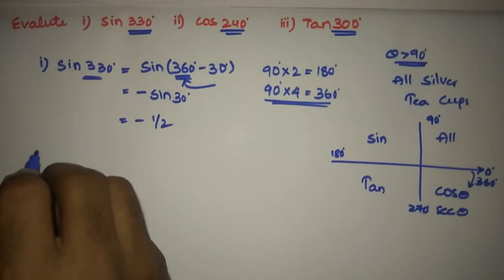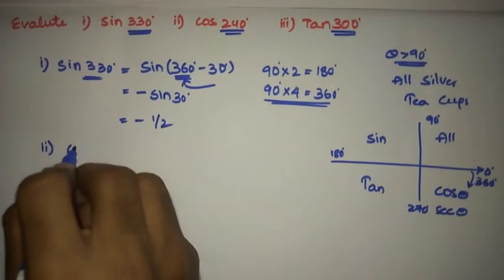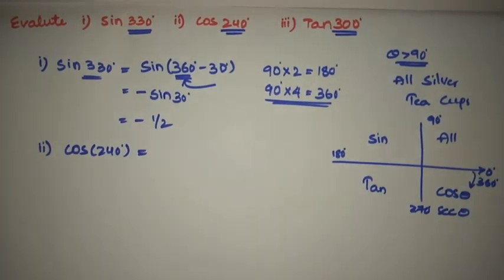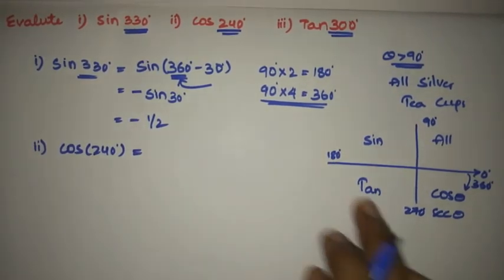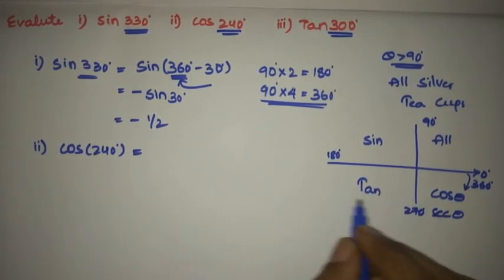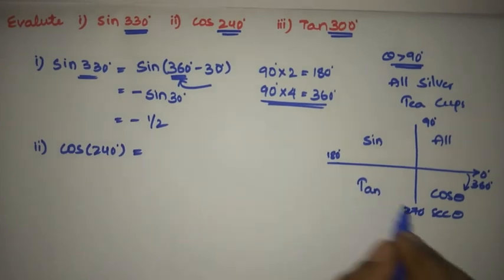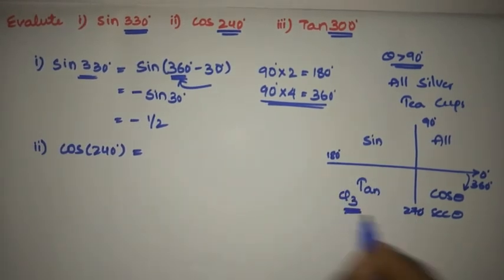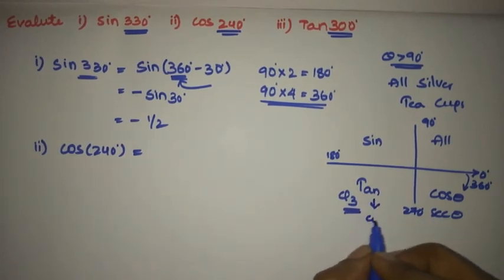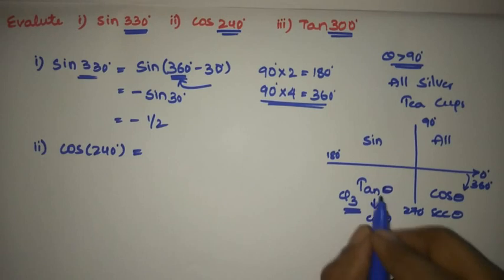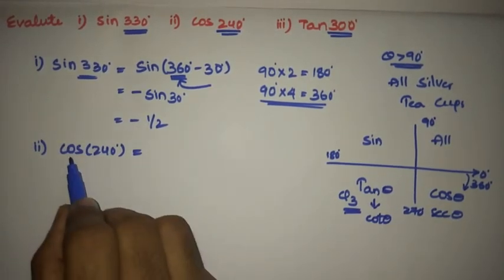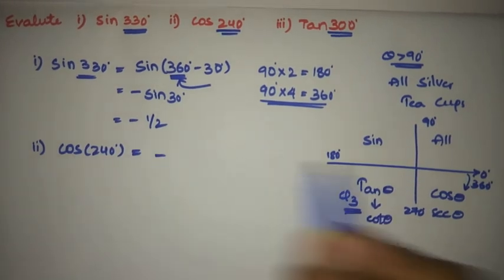Now coming to the second one, we have cos 240 degrees. 240 lies between 180 and 270. That means it lies in quadrant number 3. In quadrant number 3, only tan and its reciprocal cot theta are positive, and all remaining trigonometric ratios will be negative. So we have cos here, that means it must be a negative value.